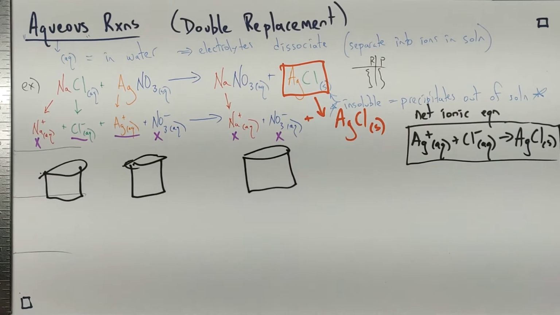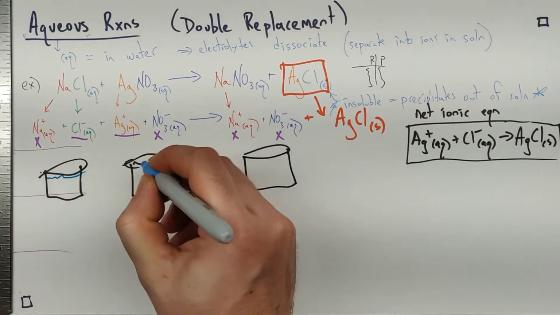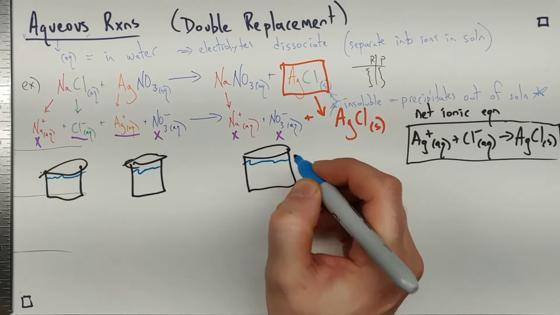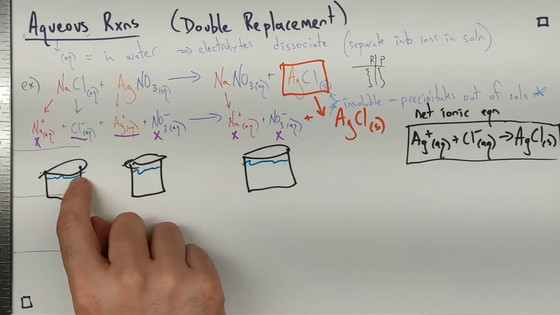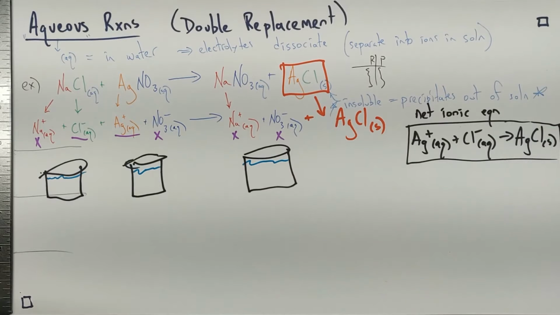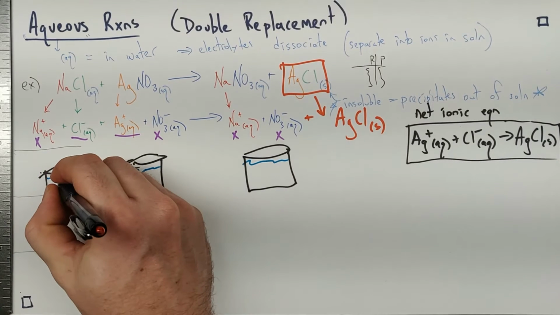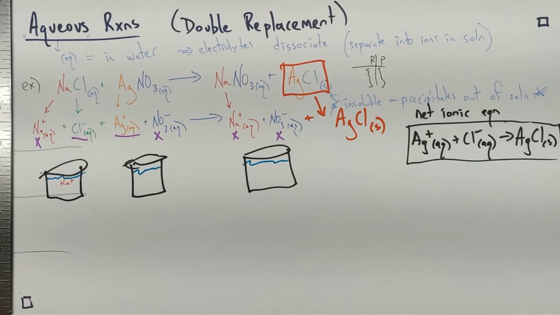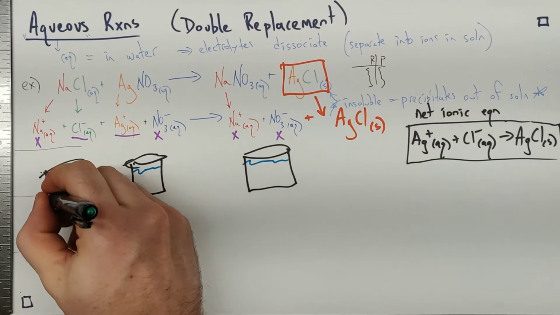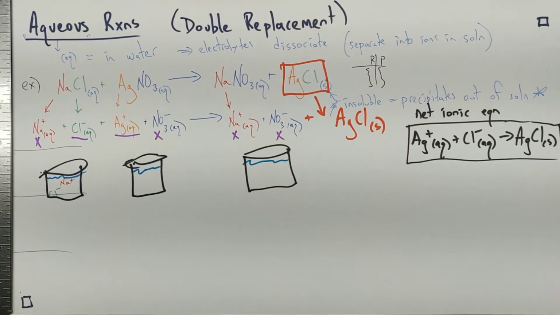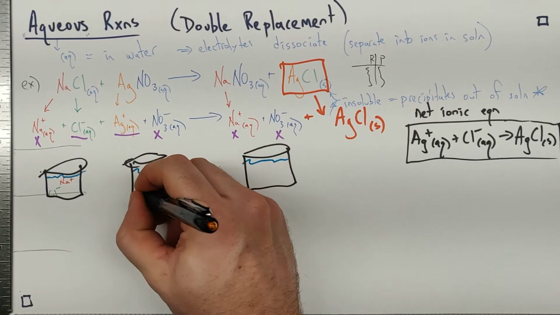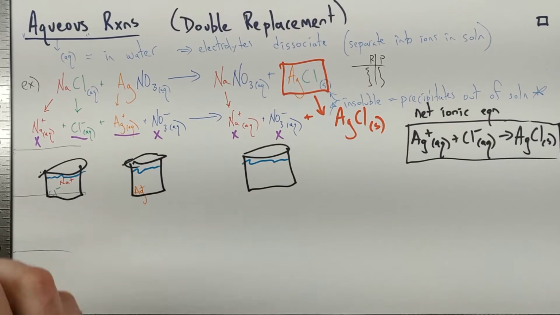First of all, what's in these? Well, if they're aqueous solutions, we've got to have water. So there's my water level for each of those beakers. And in this beaker right here, it's aqueous sodium chloride. So I have sodium ions. And I have those chloride ions. And it doesn't really matter where they are in there. They're in there. The silver nitrate, I've got silver ions. And the nitrate ions.